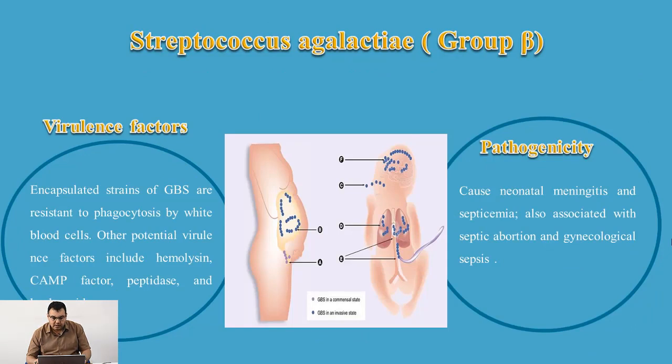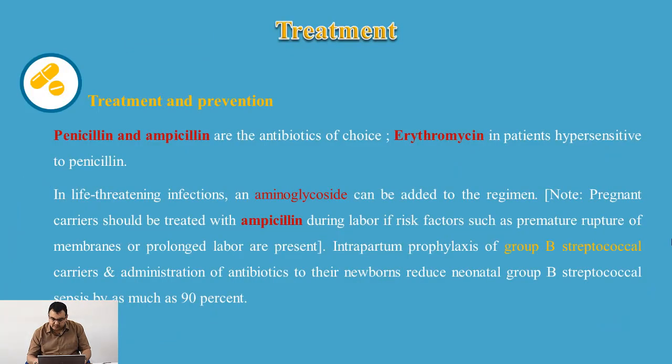Virulence factors. Encapsulated strains of GBS are resistant to phagocytosis by white blood cells. Other potential virulence factors include hemolysins, CAMP factor, peptidase, and hyaluronidase. Pathogenicity: it causes neonatal meningitis and septicemia, and is also associated with septic abortion and gynecological sepsis.